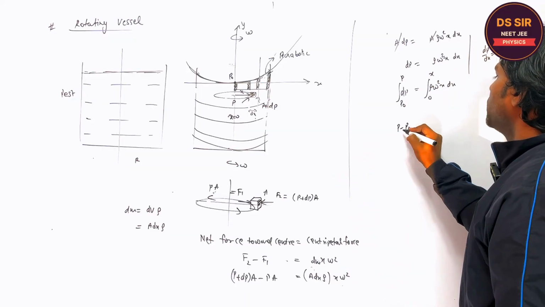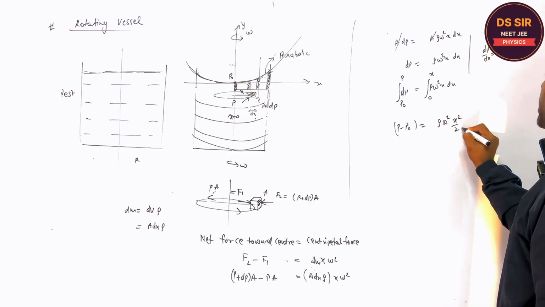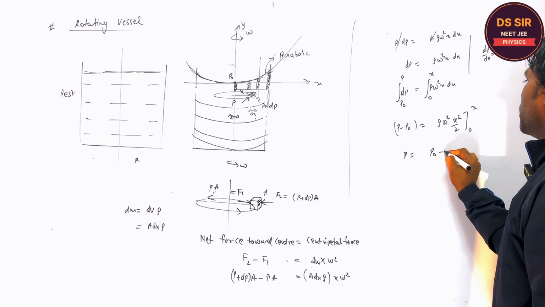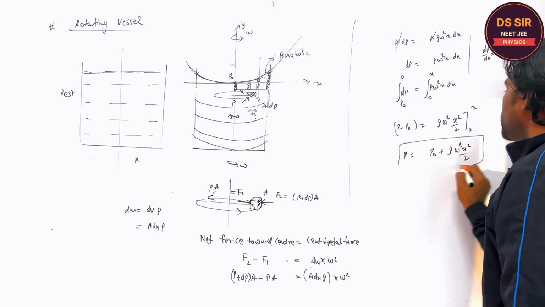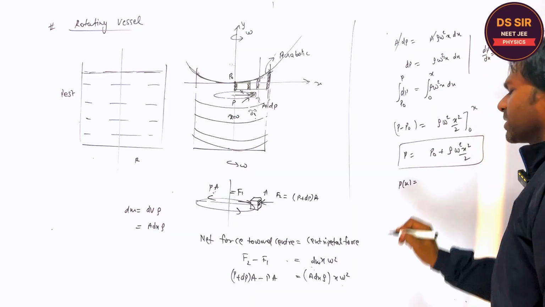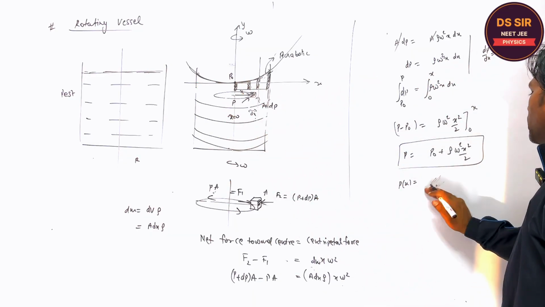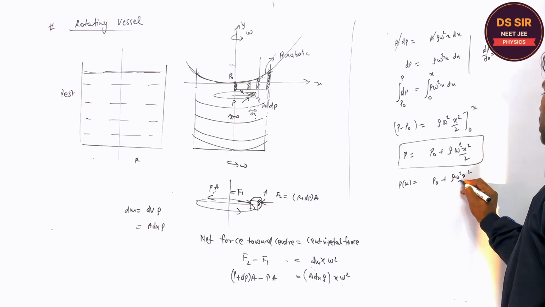So P minus P naught is equal to rho omega square, the integration of x, which gives x square by 2, from 0 to x. So the pressure is P naught plus rho omega square x square by 2. So this is the pressure as a function of x. P naught plus rho omega square x square by 2.